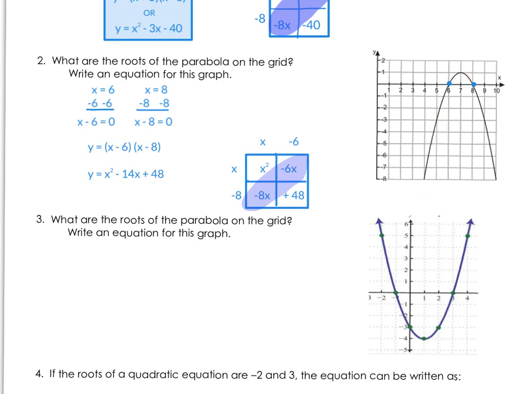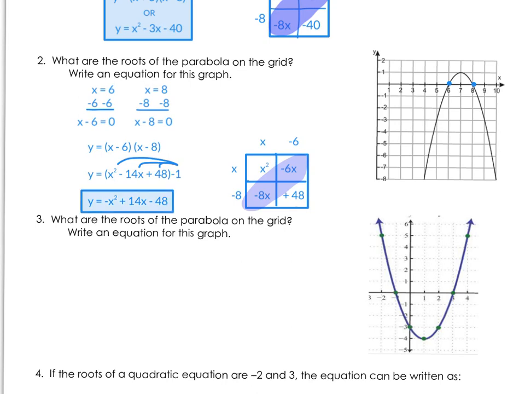So how can I make this negative? Well, we can multiply by a negative 1. But if we multiply this by a negative 1, we must distribute it to all three of the terms. So then we get y equals negative x squared plus 14x minus 48. And if I put that in my calculator, the graph would match. So you can go ahead and try that.